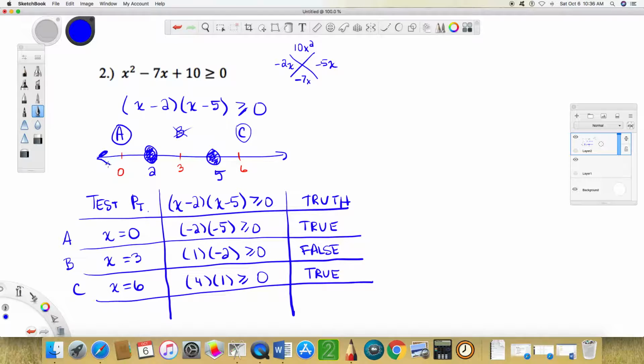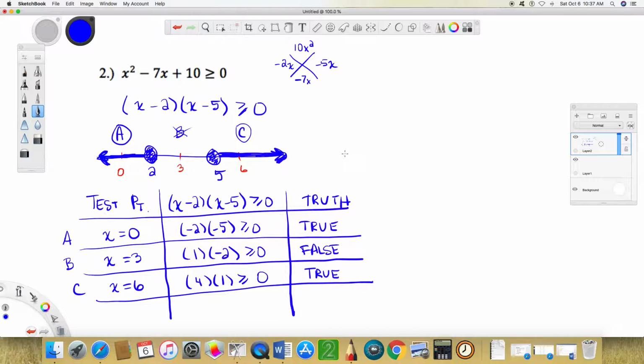So I want to shade in all the points in region A. There's nothing special about 0. When I picked it, I could have picked any point, and it would have led to a true statement. Any point in region C would have led to a true statement. So here's a picture of my solution set.